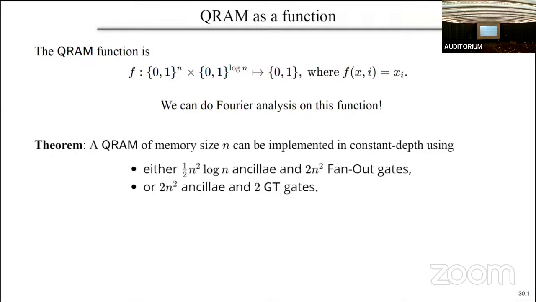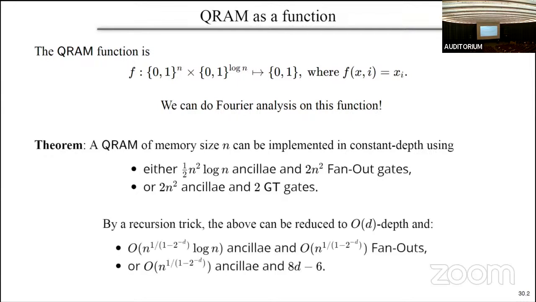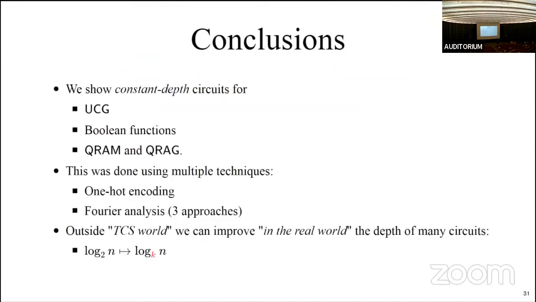With more ancillas. But the number of ancillas can be decreased if you use some recursion trick. It can be exponentially reduced at the cost of using more GT gates. Forgot the word GT gate here. Yeah, and I think I'll get to the end. I don't know if I'm resting or not.